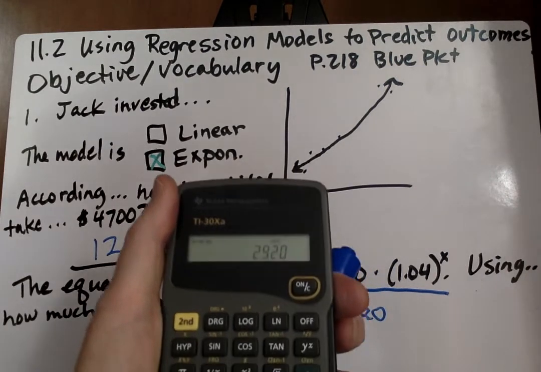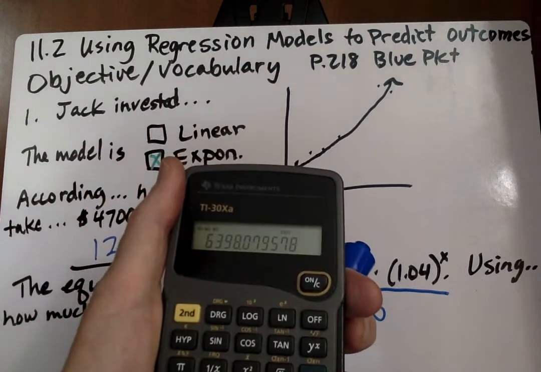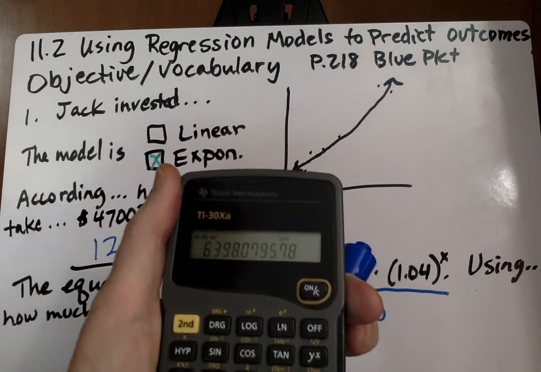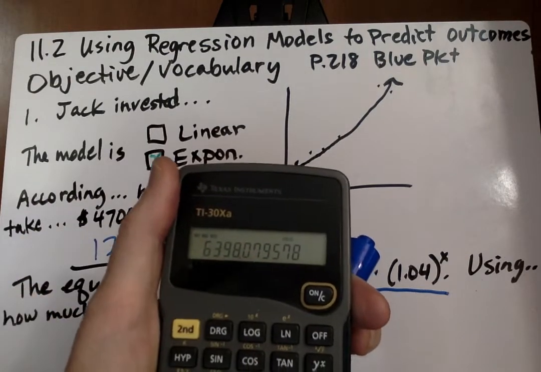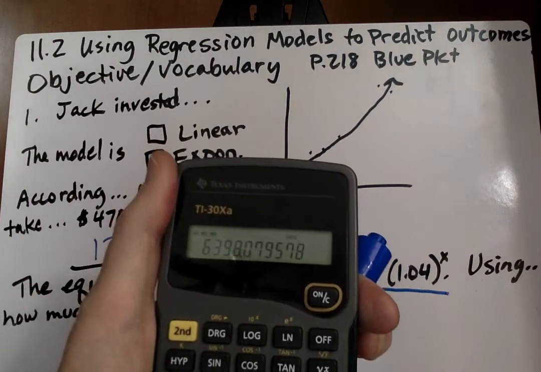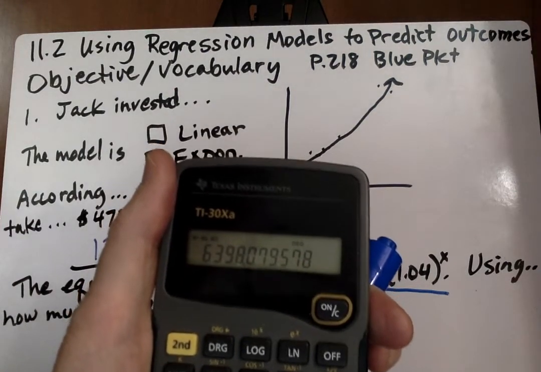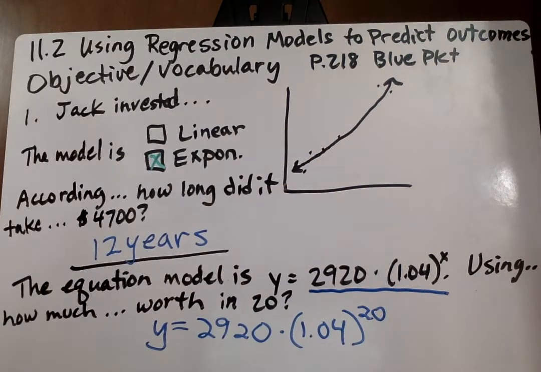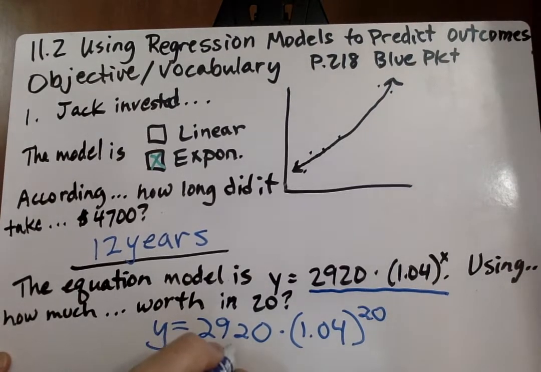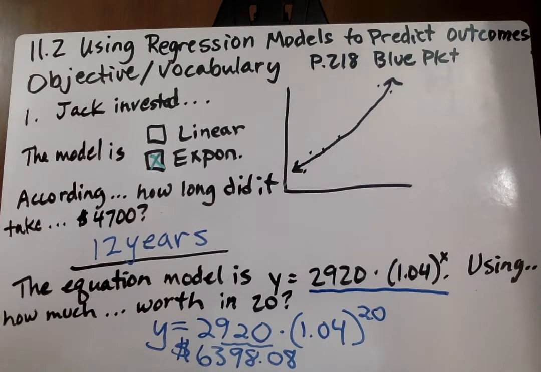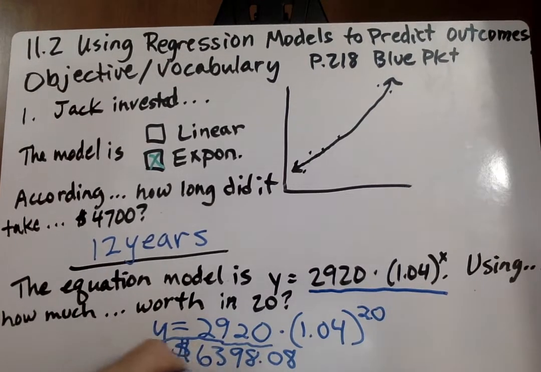Then whatever we get, we have to ask ourselves, does that make sense? And that's what we have: $6,398 and maybe 8 cents, because we're going to round up, and we want it to the nearest cent. So 6398.08. How much is it going to be worth? It is going to be worth $6,398.08. And I think we could just leave it at that, and we don't necessarily need to write a sentence. So there you go.